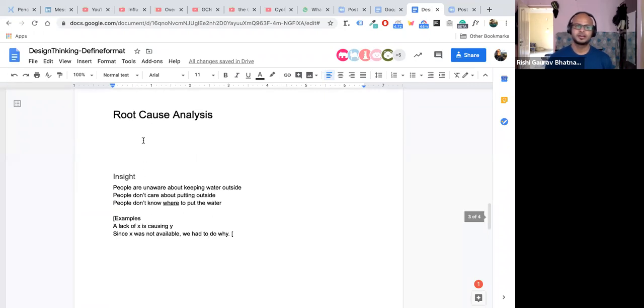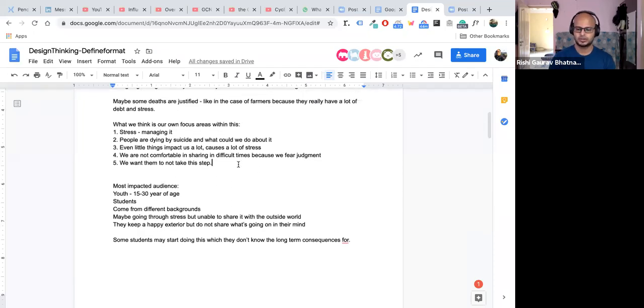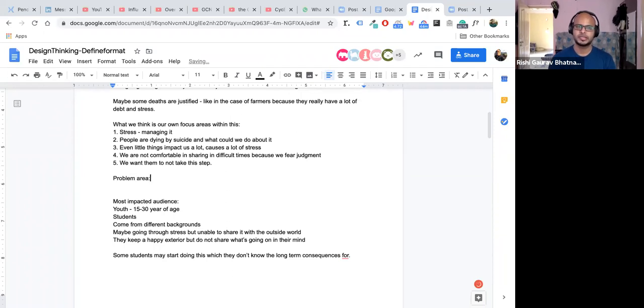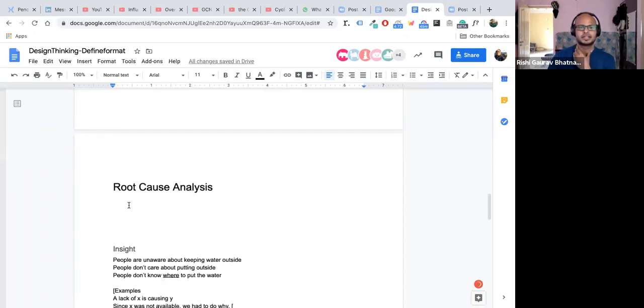So let's look at a problem that people are facing. Let's go back here and see what could be a problem area that we could look at. The problem area could be: there is a lot of stress in students and they are not able to manage it. Okay, so I'll go down here to root cause analysis. I'd ask, why is there a lot of stress in students?